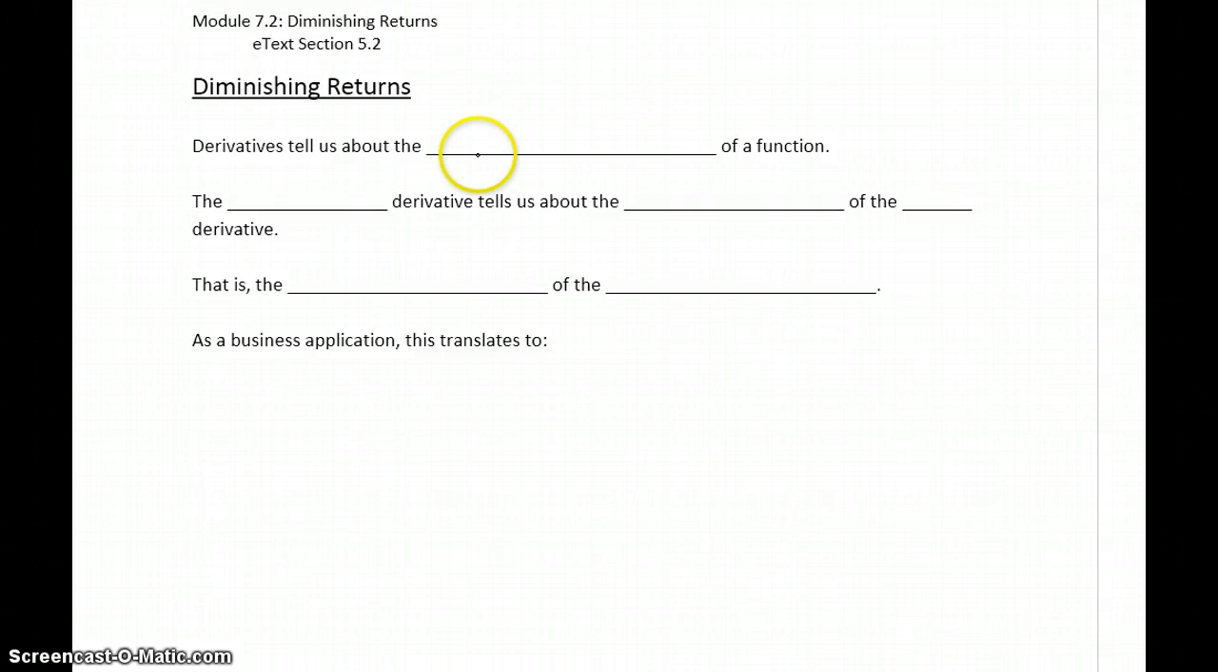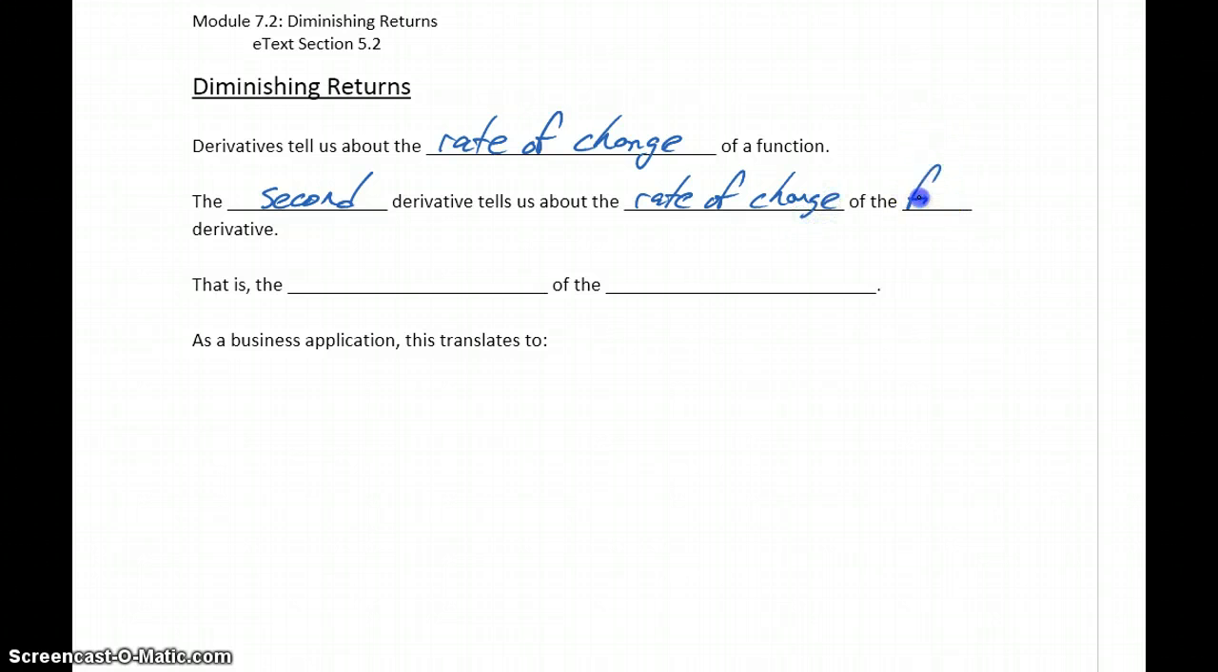So we've already established that derivatives tell us about the rate of change of our function. And that's again what we were revisiting in module 7.1. So the second derivative tells us about the rate of change of the first derivative. So what that means is the second derivative is giving us the rate of change of the rate of change of our function.